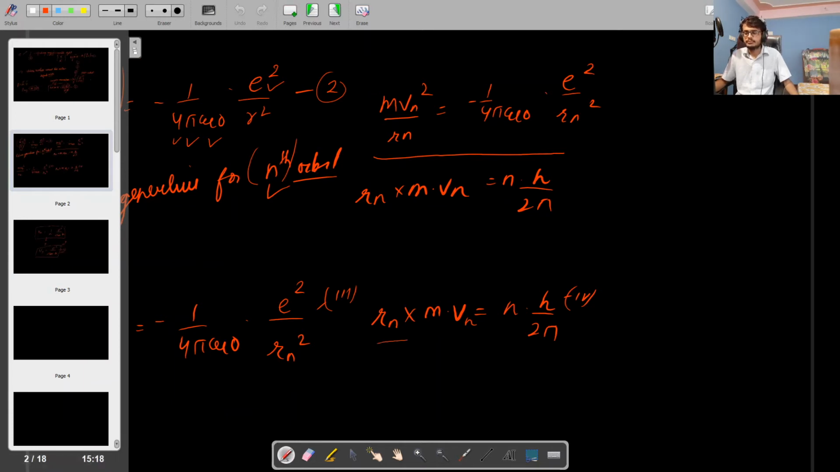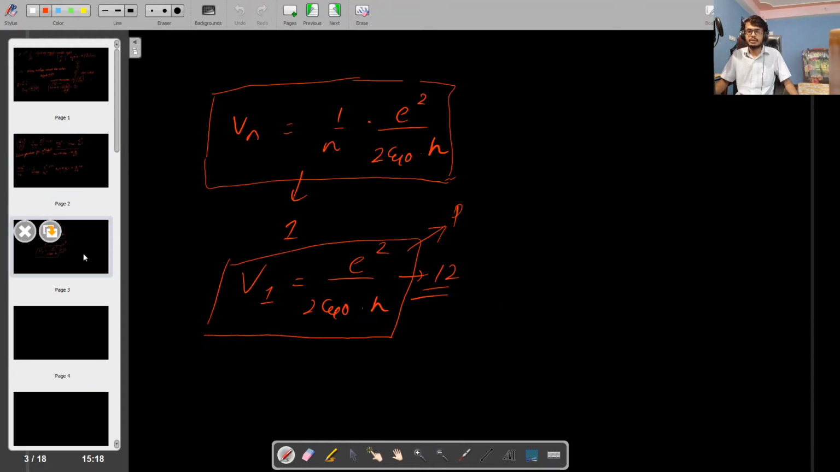So Rn into m into Vn. We just found Vn, right? We just found the velocity Vn. So what we do is we put the velocity Vn in this formula. Vn is 1 by n.